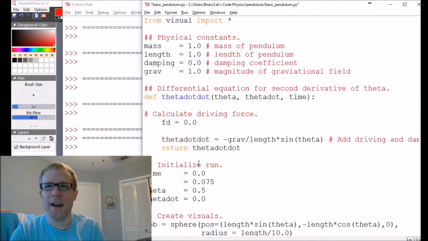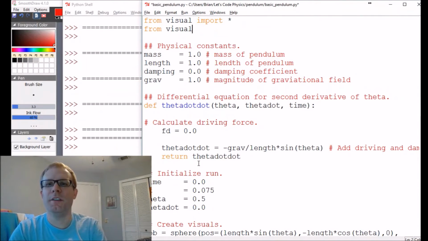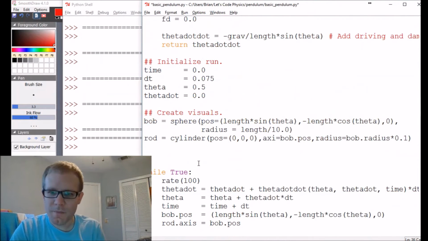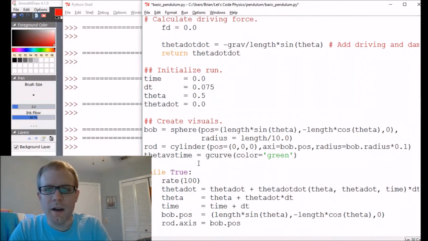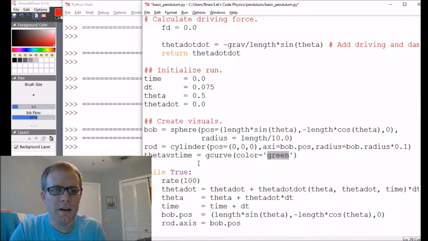results. So let's put in a graph here. So that calls up visual.graph import star. There we go. And we need to set up a G-curve. So we're going to call this, let's call it theta versus time to be a G-curve. Color equals, I always like putting in green for the color. Although does that show up well on y'all's screen when you're watching on YouTube? Let's stick with green for now.